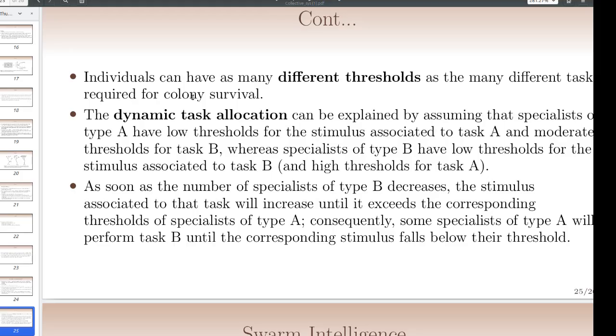We can explain the dynamic task allocation using a scenario. It can be explained by assuming that specialists of type A have low thresholds for the stimulus associated to task A and moderate threshold for task B, whereas specialists of type B have low threshold for the stimulus associated to task B and high threshold for task A. So as soon as the number of specialists of type B decreases, the stimulus associated with that task will increase until it exceeds the corresponding thresholds of specialists of type A. Consequently, some specialists of type A will start to perform task B until the corresponding stimulus falls below the threshold.